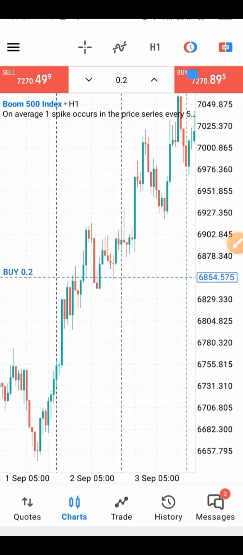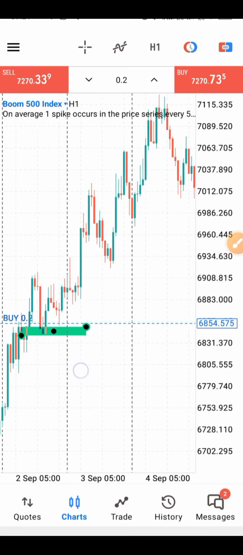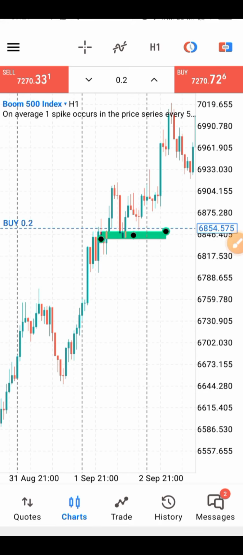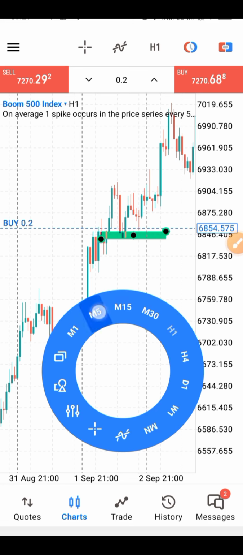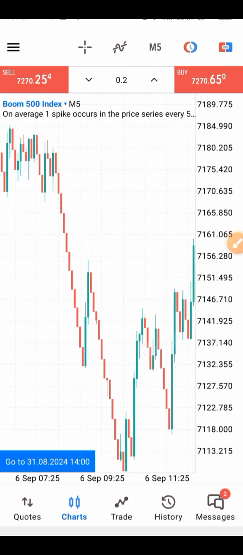I see that there is a gap here. So then I waited for price to come back into this gap. Then I waited for a spike to happen on 5 minute time frame. Then I pick out my entry. So let's go to 5 minute time frame and pick out this thing to actually see how the entries look like.